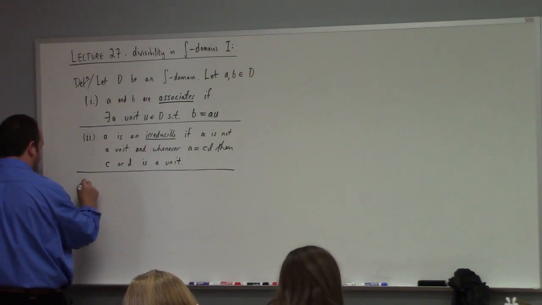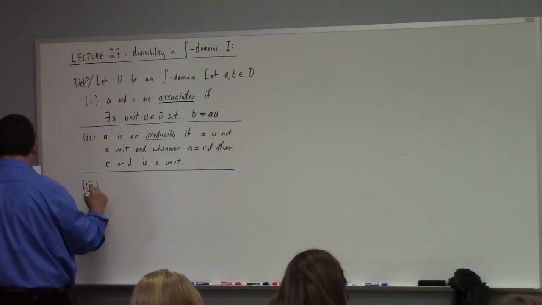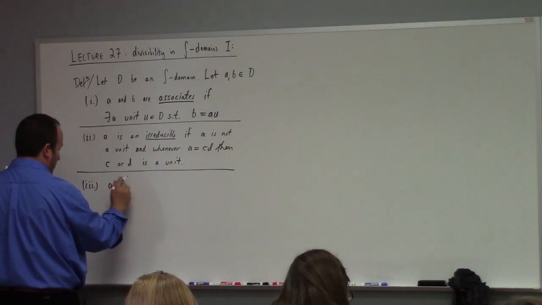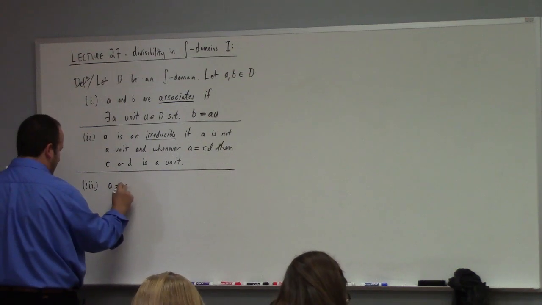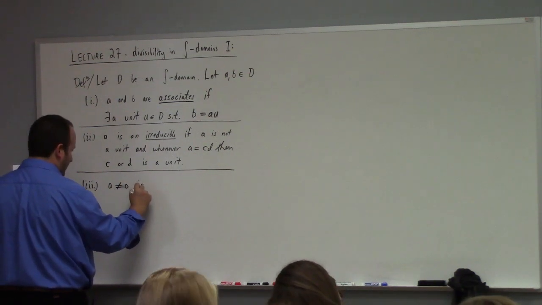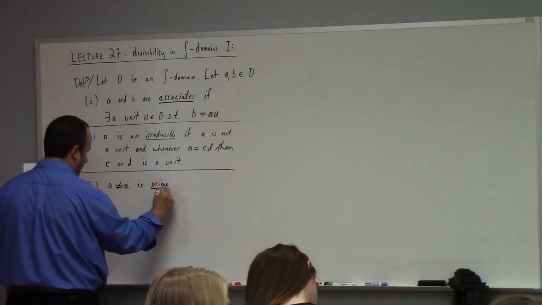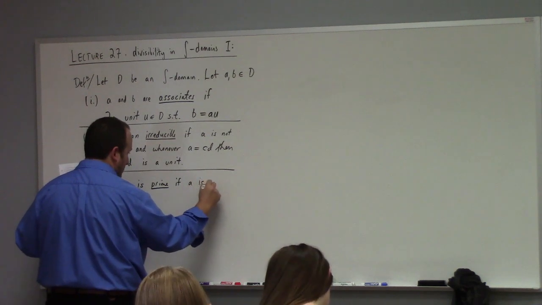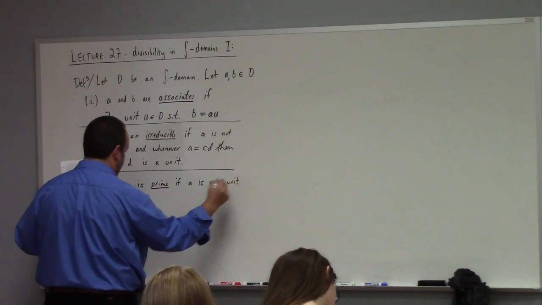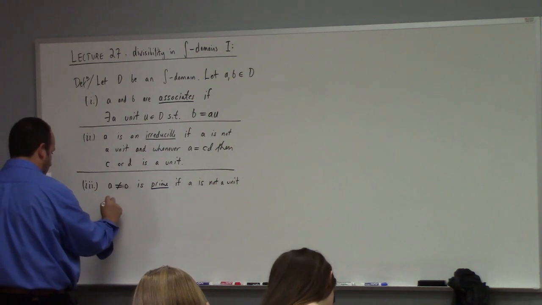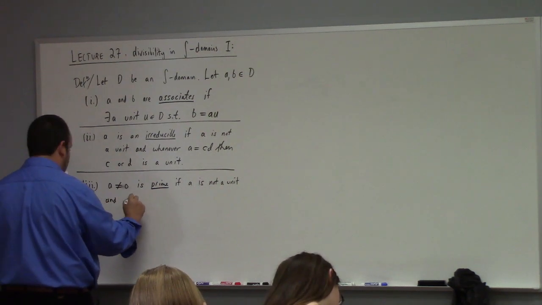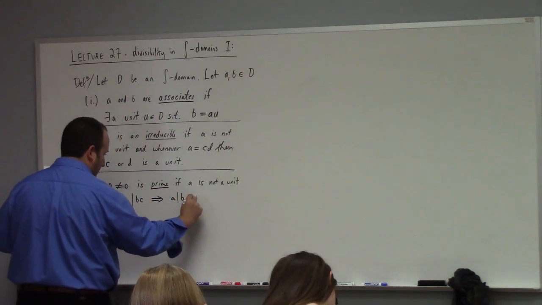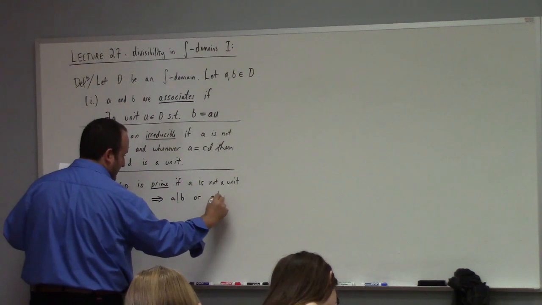Three, A, well, let's say A not equal to 0, is prime if A is not a unit and A divides BC implies A divides B or A divides C.